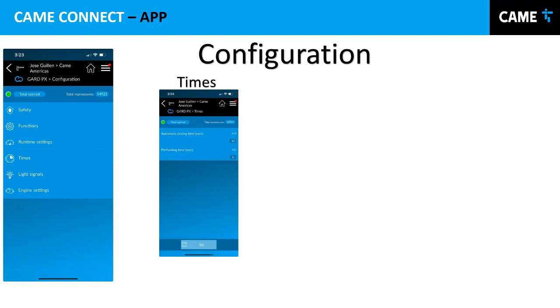Remember, right now you have the possibility to just log in to your app, go to your GARPX, go to times, and then change the automatic closing time. Instead of 10, you add 30 more seconds, and off you go. So you don't have to travel to the customer's house. That's one of the beauties of this.